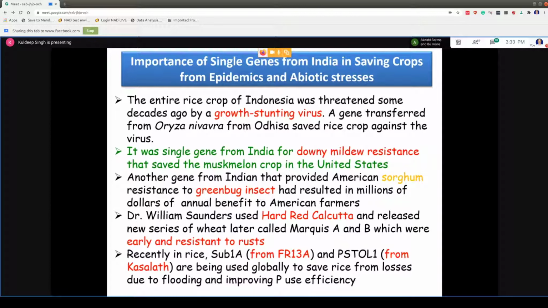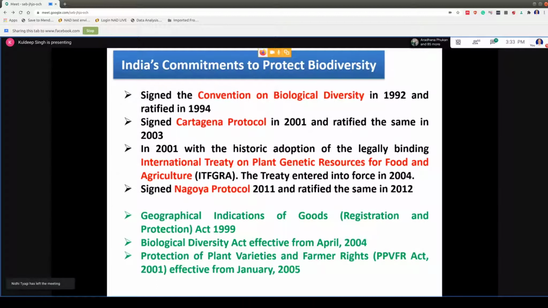We say the exchange of genetic resources has to be more liberal, which we are trying to do. We have to benefit from each other. It's not one way; India has not only benefited from genetic resources from other countries, India has contributed to global diversity as well. These are a few textbook examples of how genetic resources from India have been used by other countries.